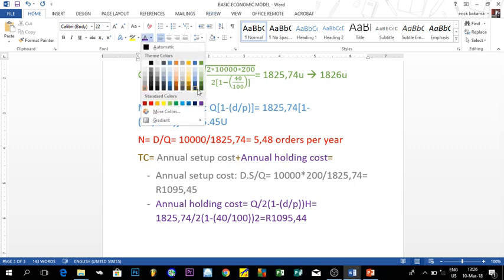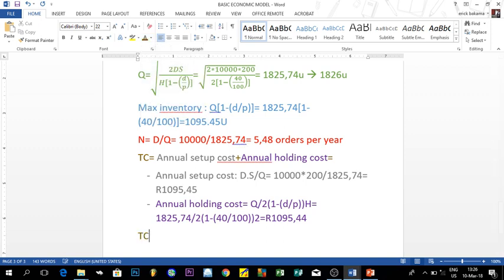So now we come back to our TC. Remember the formula was the annual setup cost plus the annual holding cost. This is our annual setup cost that we add to our annual holding cost here. So we have 1095.45 plus 1095.44, and the value that we get is 2190.89. So this is how we found our total cost.